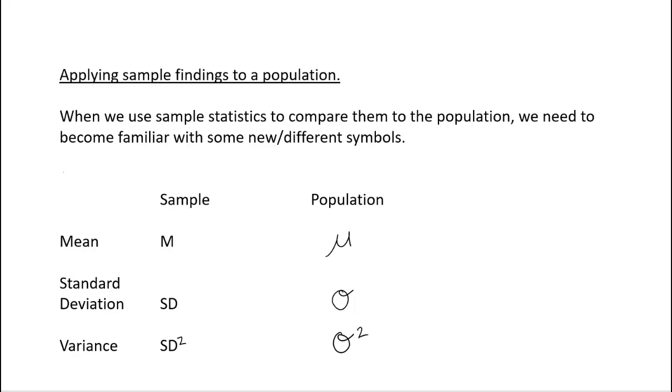some symbols. Now, we're familiar with the idea of sample statistics, that is the mean, standard deviation, and variance. Those are the 3 big ones that we focused on in terms of inferential statistics. Now, we have talked about measures of central tendency like mean, median, and mode, but we're going to be working with scale level variables, so we're going to be using the mean for those.